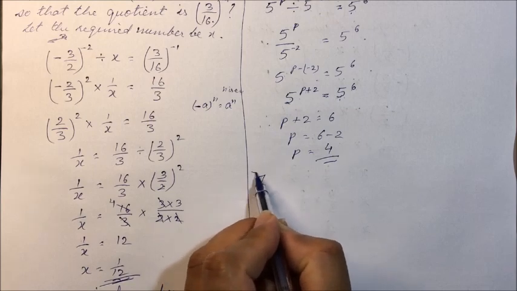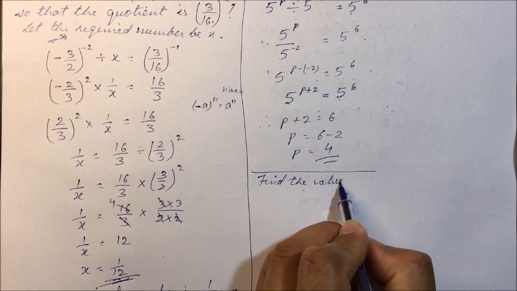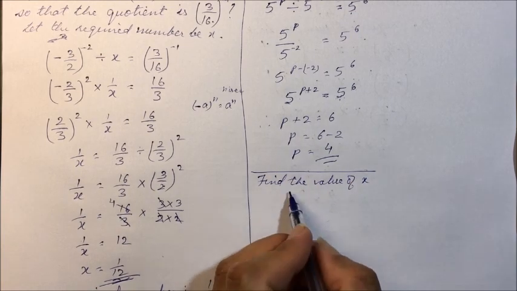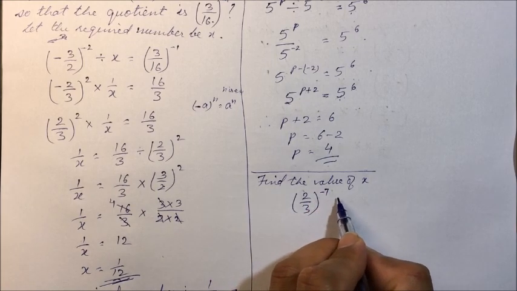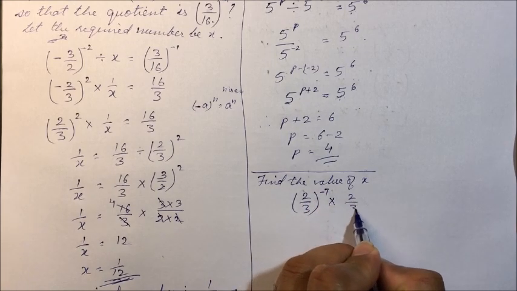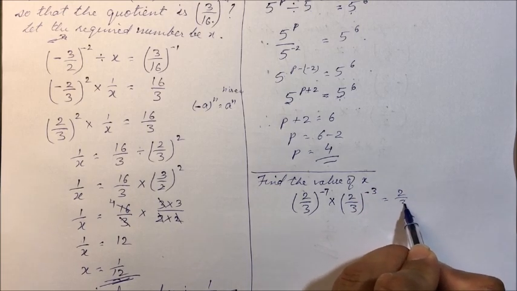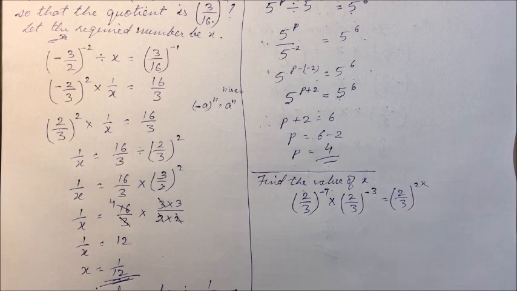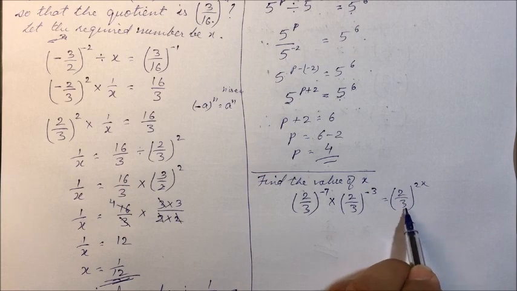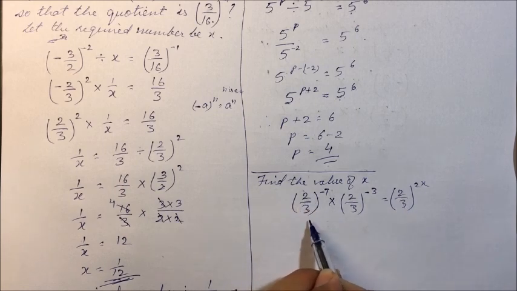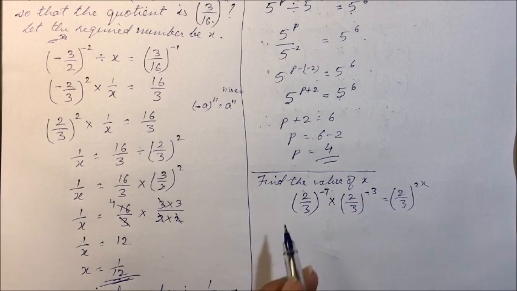Now in next, we have to find the value of x for which (2/3) raised to power minus 7 into (2/3) raised to power minus 3 equals (2/3) raised to power 2x. Now you can see here, the bases are same, 2 upon 3, 2 upon 3, 2 upon 3. So here a raised to power m into a raised to power n, so we will add the powers.